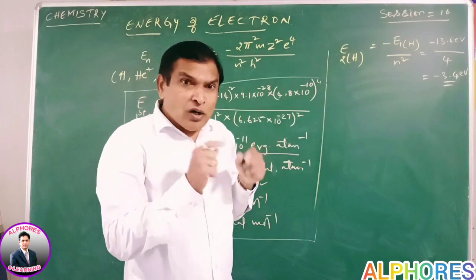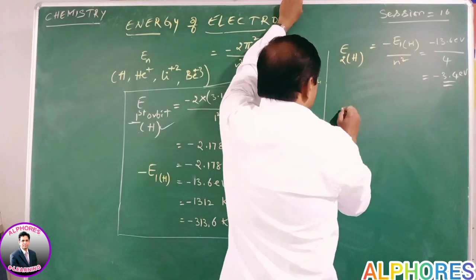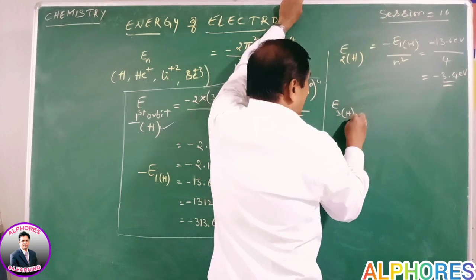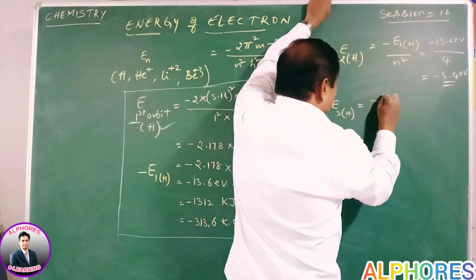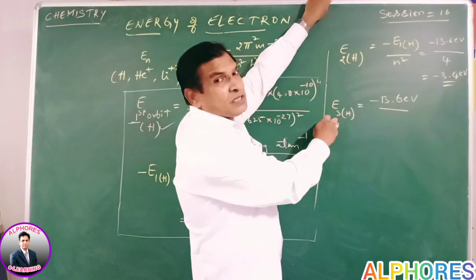Let us see one more. Energy of the electron in the third orbit of hydrogen atom using the same formula. So the energy of the electron in the third orbit of hydrogen atom is equal to minus 13.6 electron volts divided by n square, that means 3 square.